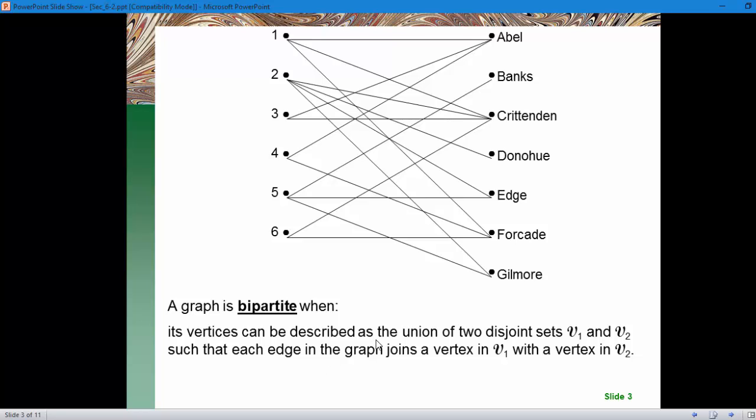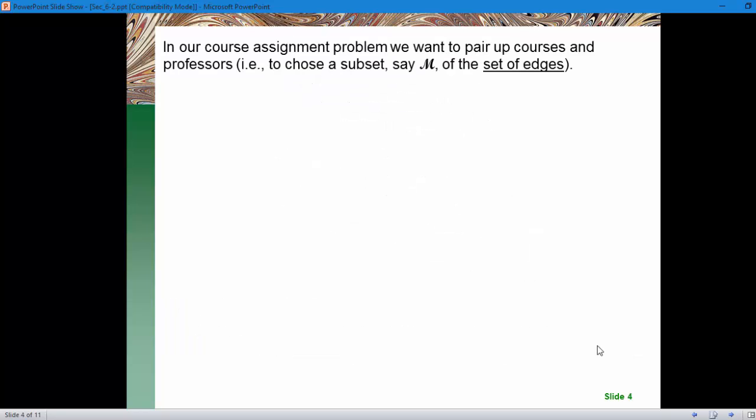A graph is bipartite when its vertices can be described as the union of two disjoint sets, set of vertices V1 and set of vertices V2, such that each edge in the graph joins a vertex in V1 with a vertex in V2. So we could not have an edge joining two vertices within V1 or two vertices within V2. If there is an edge in the graph, the edge will join a vertex from V1 to V2. So that's the definition of a bipartite graph.